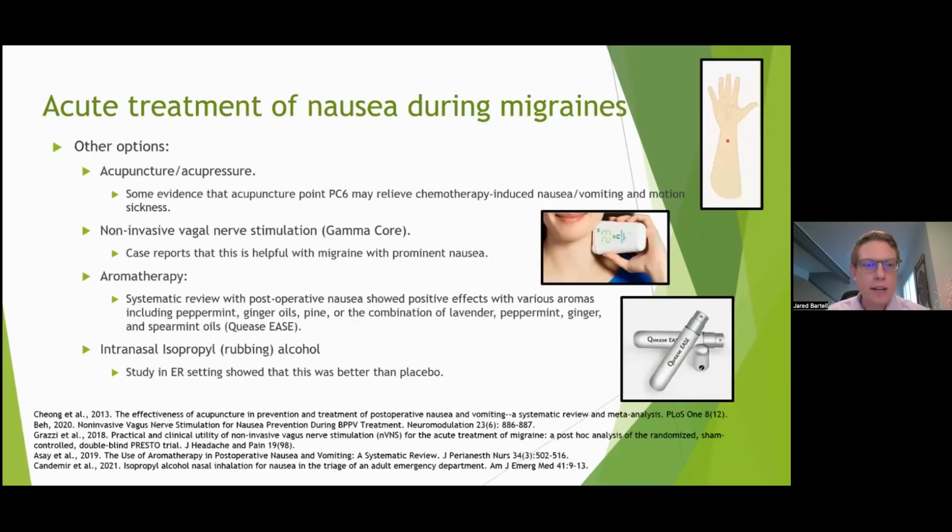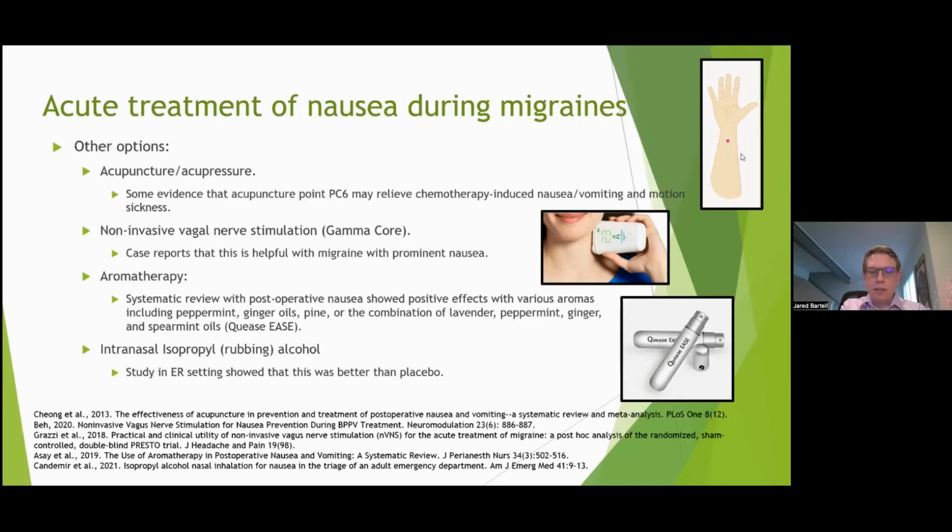All right, and then I think the last slide on acute treatment, so like rescue treatment when you have nausea associated with headaches. So acupuncture and acupressure, I included this because there is some evidence to support its use. We don't often think of it in Western medicine, and I'm not an expert in this by any means, but there is some support that shows that this can be helpful. So it's this PC6 point, which is in that little picture here, which can be helpful for specifically chemotherapy-induced nausea, vomiting, and motion sickness. I couldn't find anything that was specific for migraine-related nausea. The article that I looked at said there was limited information about this, but it's harmless enough just to try.